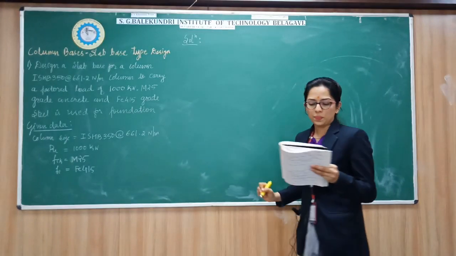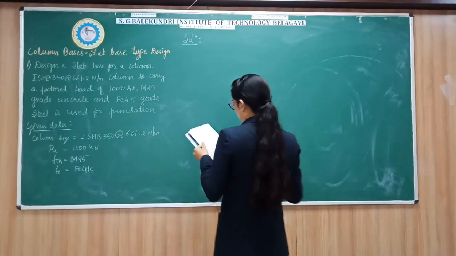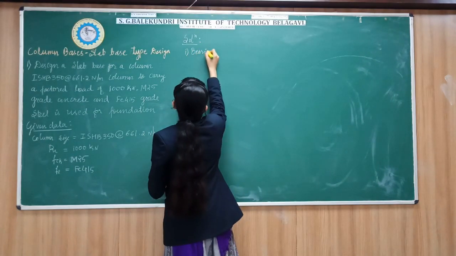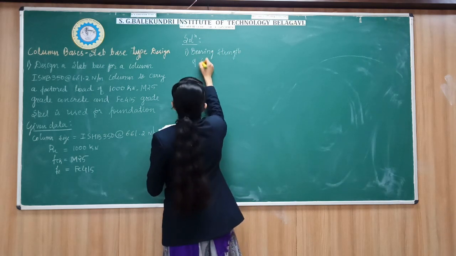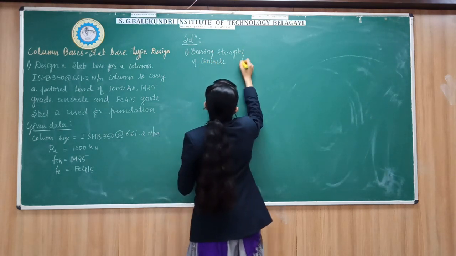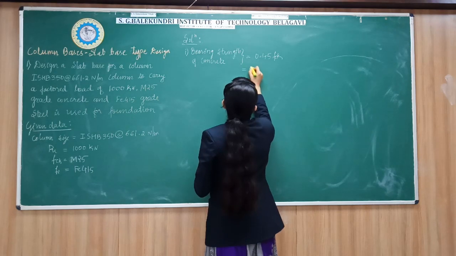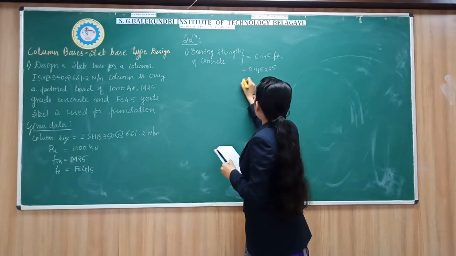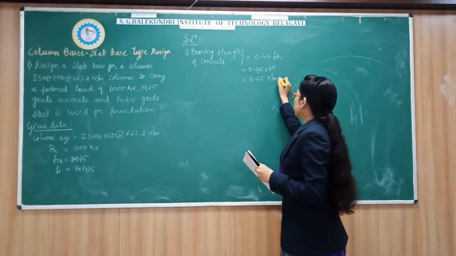First we need to calculate the bearing strength of concrete, and the formula is 0.45 times F of CK. Bearing strength of concrete is equal to 0.45 times F of CK. F of CK is 25. After calculation, you will get the answer as 11.25 Newton per mm square.